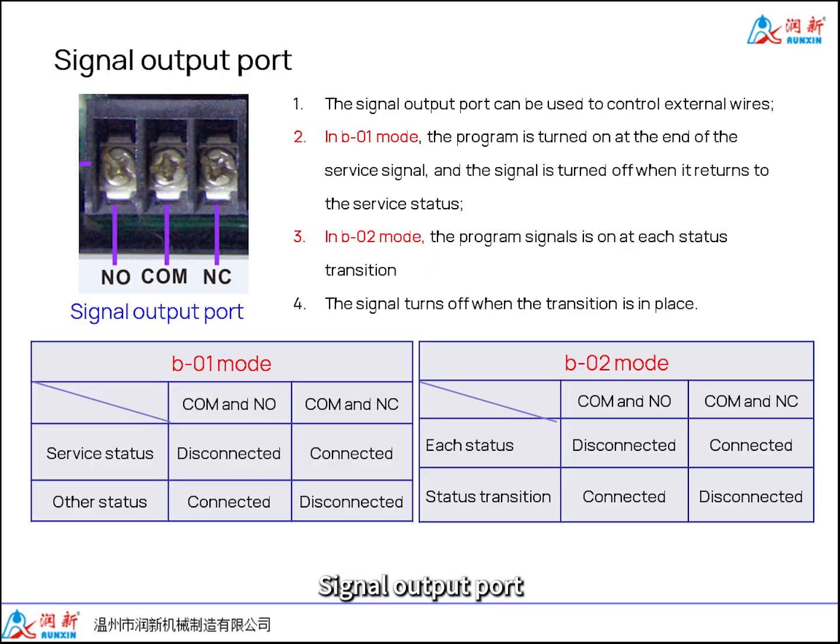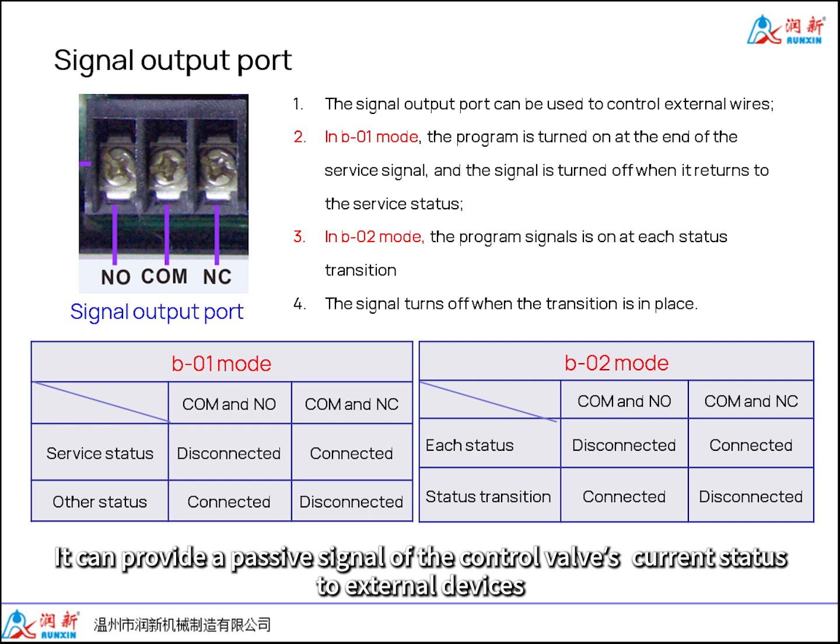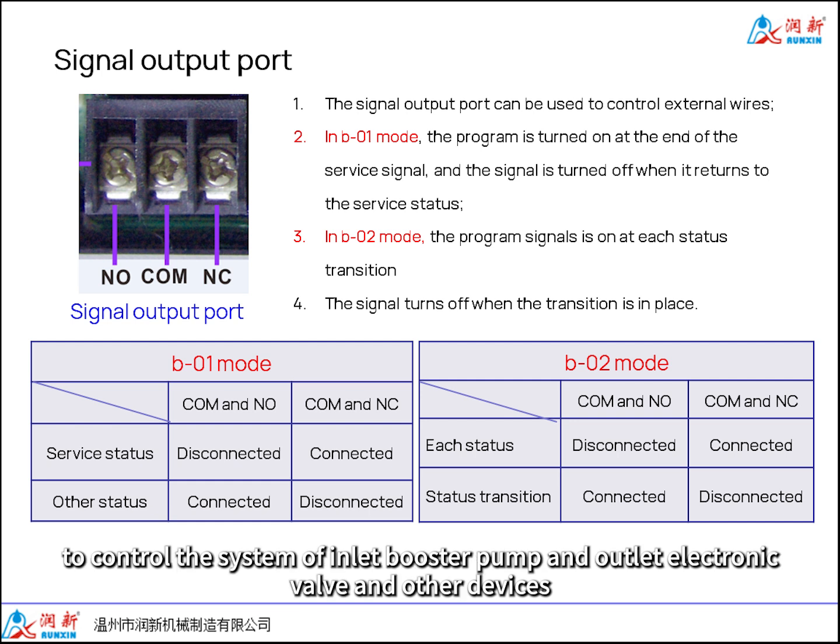Signal output port. The middle is common port, the left side is normally open port, and the right side is normally closed port. It can provide a passive signal of the control valve's current status to external devices, to control the system of inlet booster pump and outlet electronic valve and other devices.